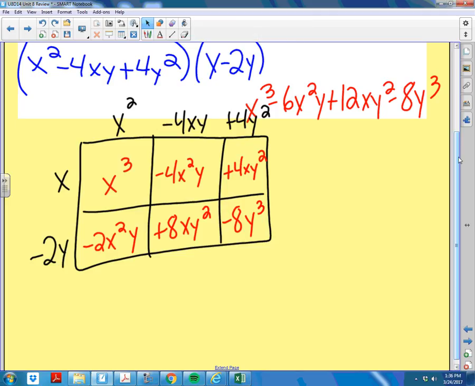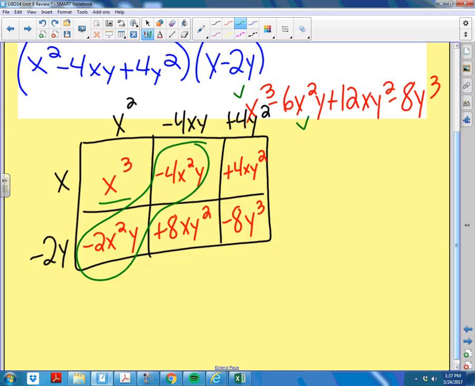And now I start putting together like terms. This guy is all by himself, which is what we got there. When you add these up, you get negative 6x squared y. They're like terms. When you add these up, you get 12xy squared, and this is by itself there. One step at a time. And I will tell you, no kidding, this is exactly how I would have solved it if I was being tested, even today. I would have foiled the first set, and then I would have used box method on the second set, because otherwise it gets crazy. Okay?